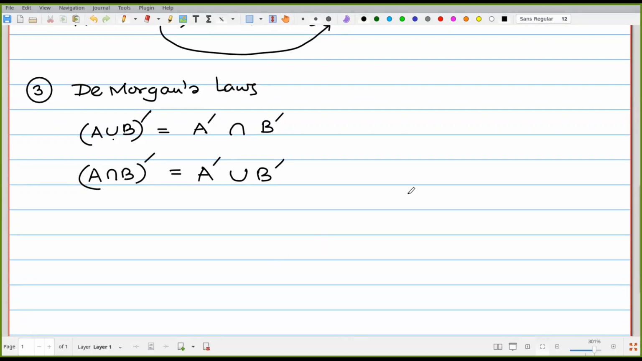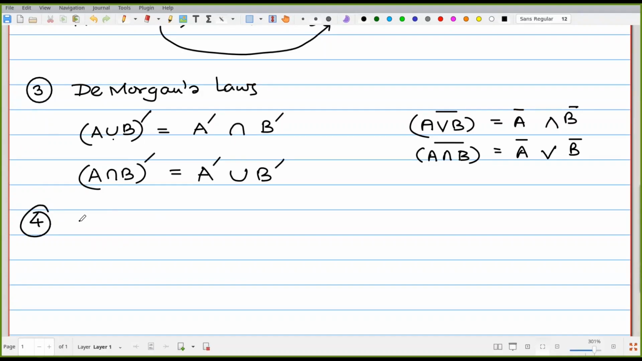In digital, whatever you have learned, suppose A OR B, after the complement, becomes A complement AND B complement, and similarly if it was A AND B, its complement becomes A complement OR B complement. So that one is our digital logic. That is also called DeMorgan's laws. From these DeMorgan's laws, we have another one that is called the generalized DeMorgan's law.